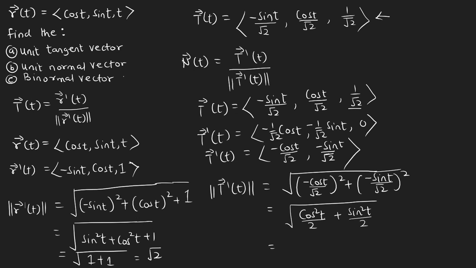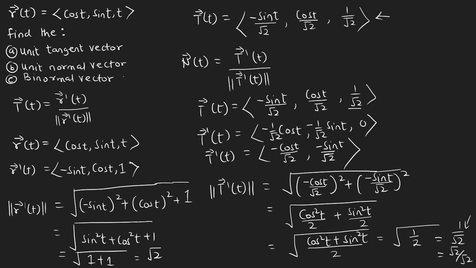You can write this as the square root of cos squared t plus sine squared t, all divided by 2. And you know cos squared t plus sine squared t will give us 1. So we are going to have the square root of 1 over 2. The square root of 1 over 2 will be equal to 1 over root 2. I can write this as root 2 over 2. You can choose to work with 1 over root 2. It's also the same.